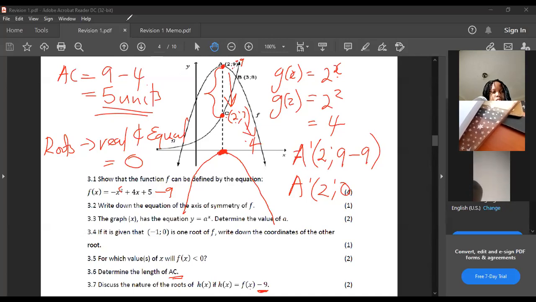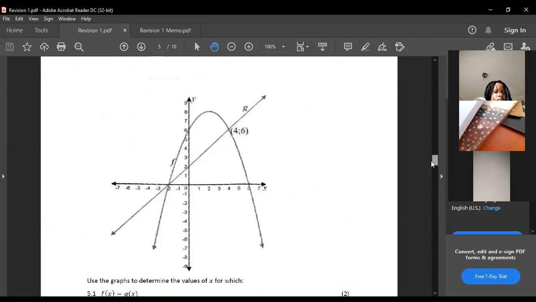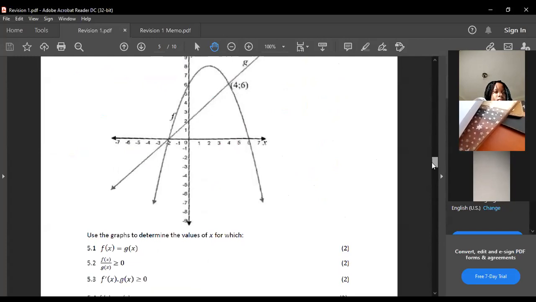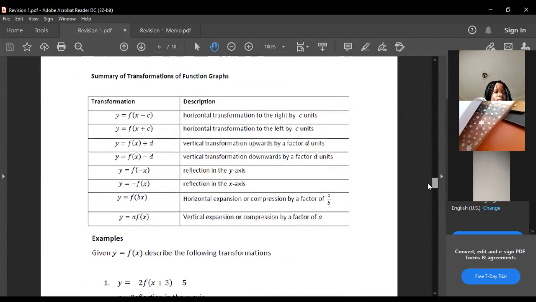All right? Okay, someone is asking, so when we're translating, we look at the turning point. Right, for a parabola. So we're going to the translation of a parabola now. So there's this part here that someone was asking about. Then we come to the translations.